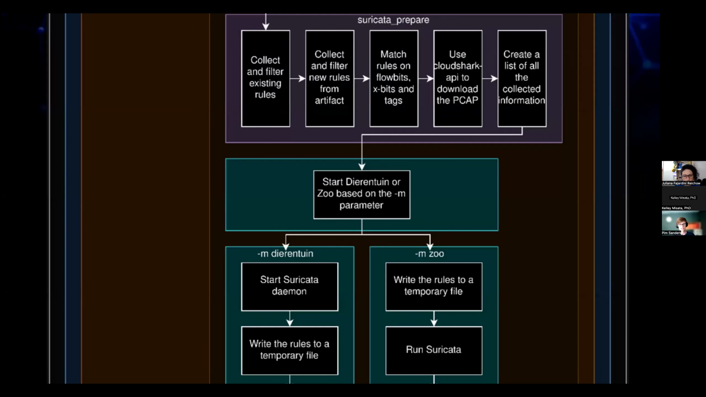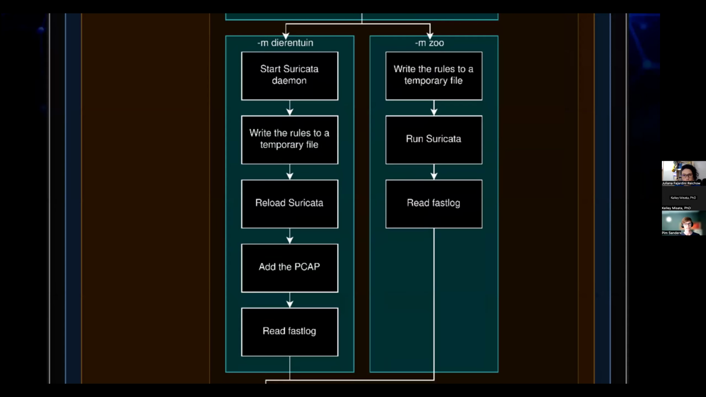Once Dierentuin is started, there are two paths to take once the script is started. If the mode is set to Dierentuin, it'll start the Suricata daemon, write the rules to a file, reload Suricata to update the rules, add the PCAP, and lastly read the fast log. In the fast log are the alerts. If the rule is alerted, it should be alerted once, something like that.